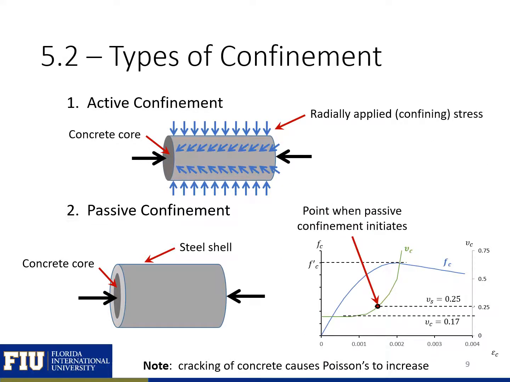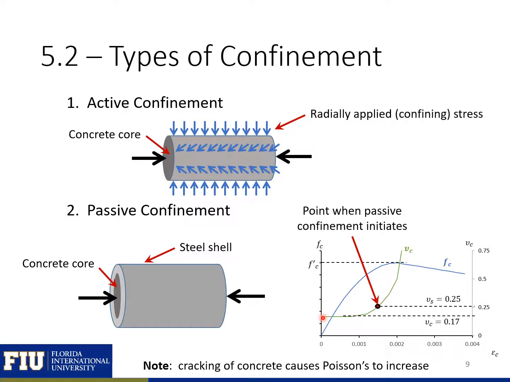We see here now the stress versus strain plotted in blue, and the Poisson's ratio versus strain plotted in green. What we can see is that as our stress begins to increase during the early parts of our stress strain curve, our Poisson's ratio for concrete is about 0.17. Note I also highlight the Poisson's ratio for steel being 0.25.